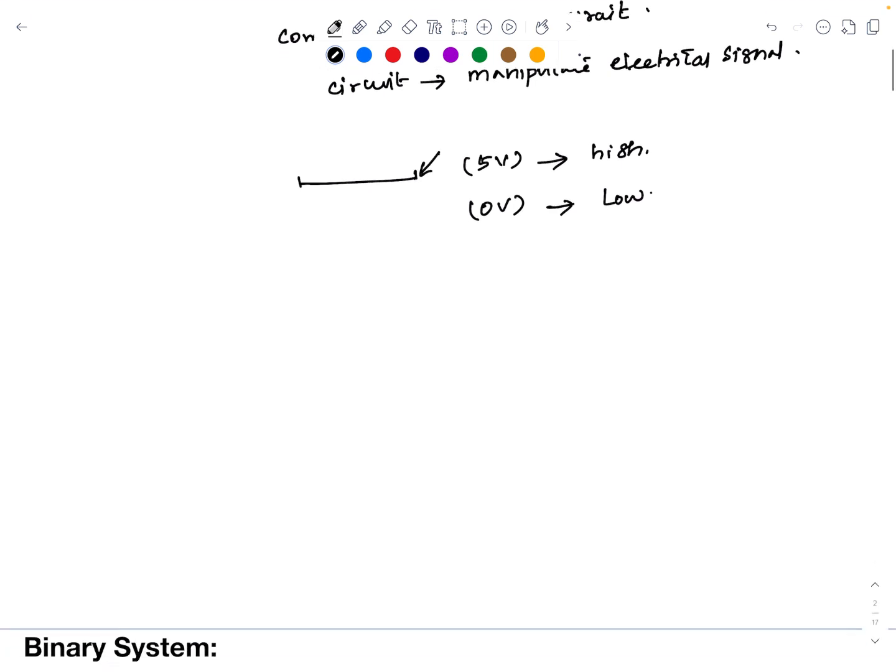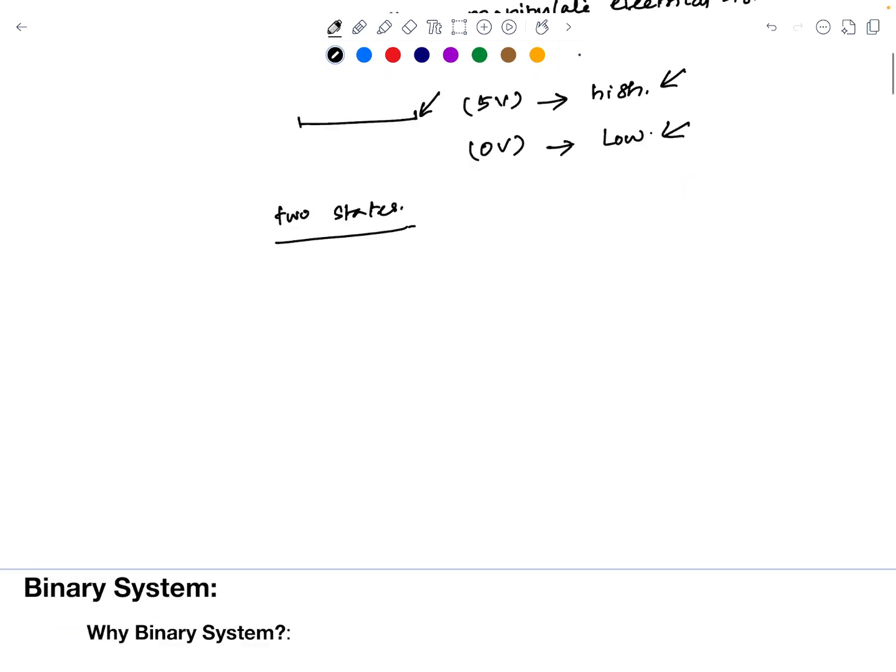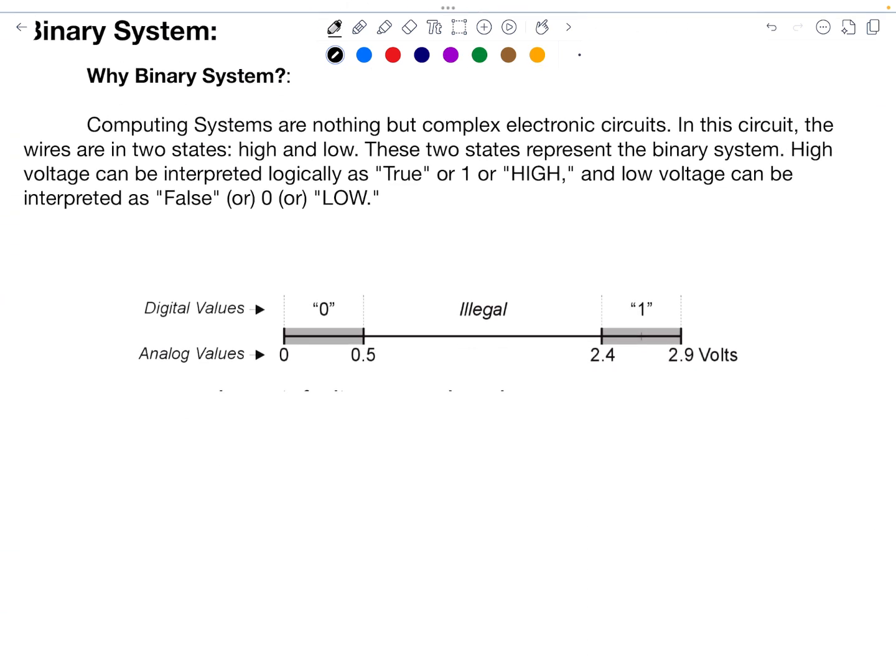So logically, we have two states to represent the values: one is there is voltage here, and the other is there is no voltage here. Since we have only two states, that's why we have a binary system. That's what we are explaining here. It is just having two states.